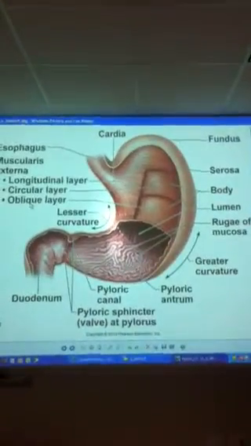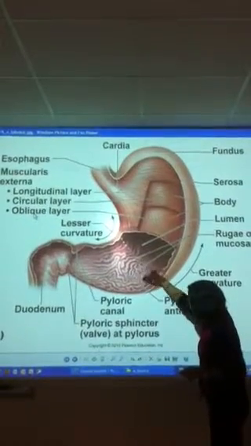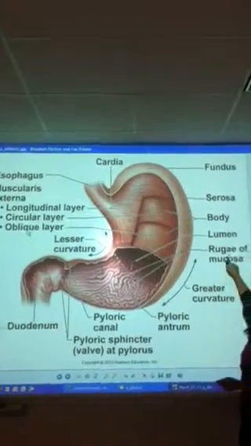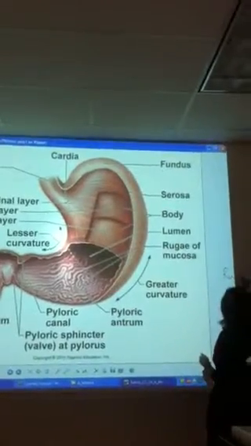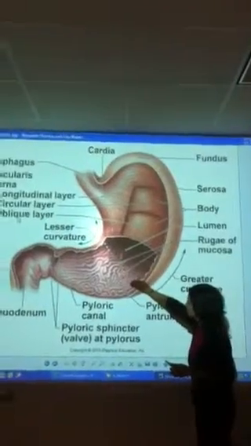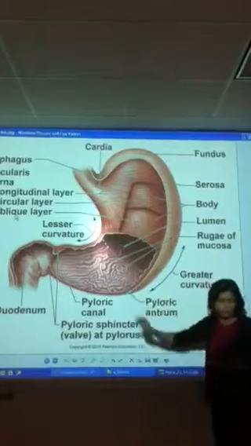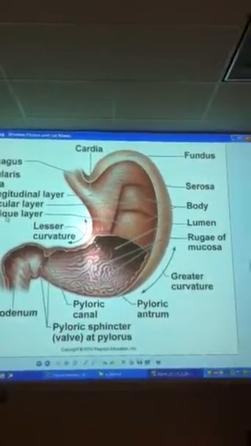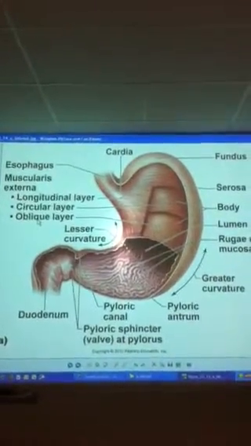So that's one modification. Another modification you see is that the mucosa is thrown into these temporary folds called ruga. Rugae is plural, ruga is singular. So this is so that it can accommodate more stomach tissue. As food comes in and stretches the stomach walls, the ruga will disappear. And when we dissect the cat today, you can kind of see that. And you can see the ruga.